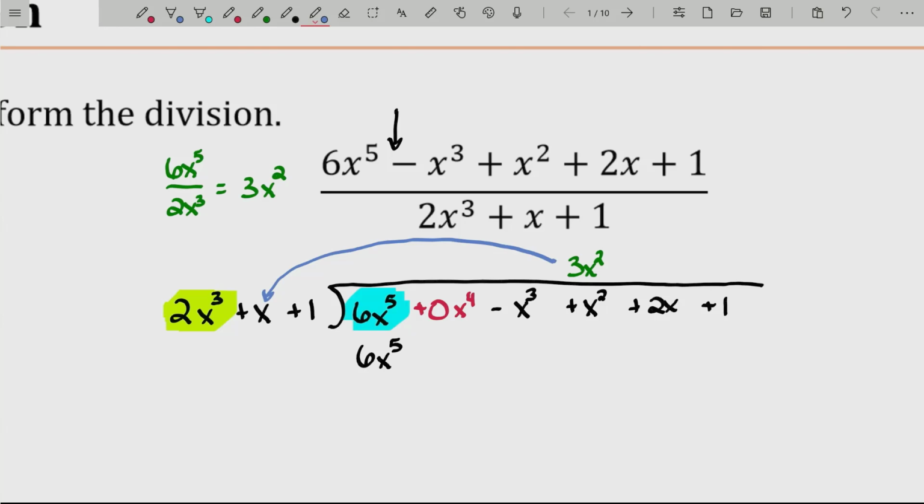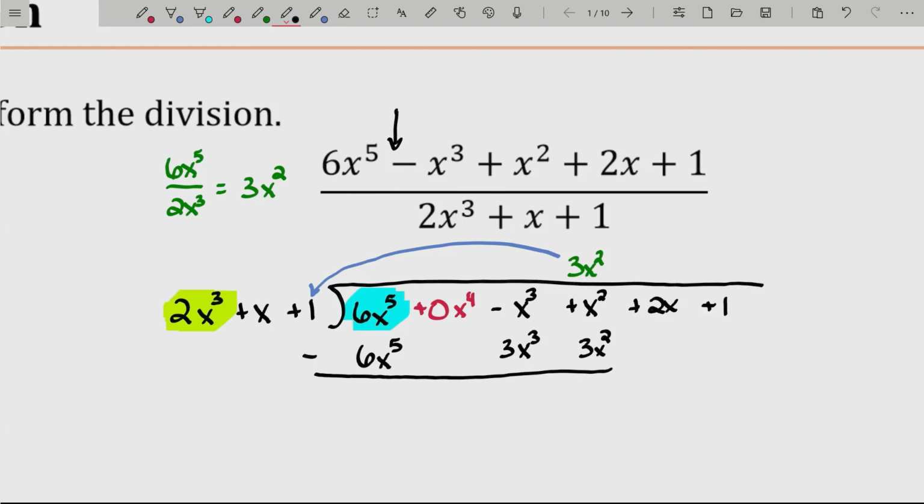So let me write that down. Notice where I'm placing that. It's in the x cubed column. And then I'm going to go ahead and grab that 3x squared and multiply it against the 1. And that'll give me a positive 3x squared, which I will place in the x squared column. And now I will go ahead and do subtraction like you would in arithmetic.